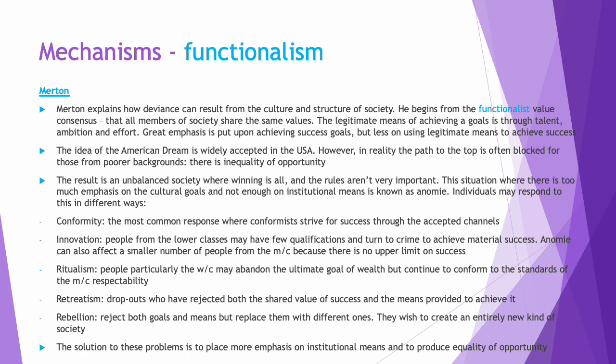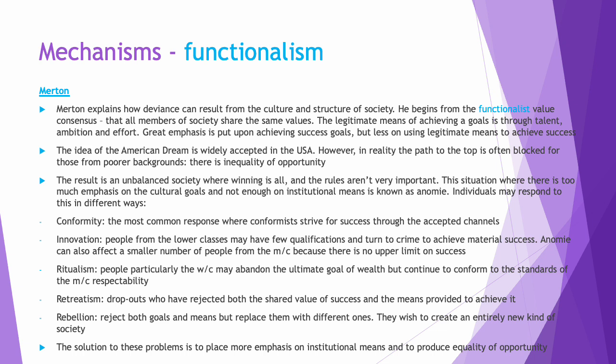Anomie can also affect a smaller number of people from the middle class because there's no limit on success. Ritualism is where people, particularly the working class, may abandon the ultimate goal of wealth but continue to conform to the standards of middle class respectability. Retreatism is where dropouts have rejected both the shared value of success and the means provided to achieve it. Rebellion is those who reject both goals and means but replace them with different ones. They wish to create an entirely new kind of society.